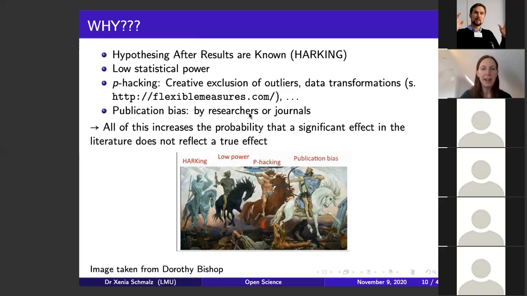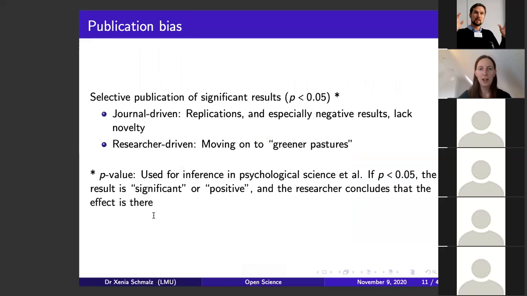So low statistical power and p-hacking are kind of specific to p-values, but if you take the concepts from a broader perspective, they are also relevant to other approaches. So basically, in combination, and that is something that can be shown mathematically, all of this increases the probability that if we have a paper that states that they did find a significant effect, for example a treatment effect in medicine, this actually does not reflect a true effect, but more random noise. So, publication bias is something that applies to everyone, although I defined it here in terms of p-values.